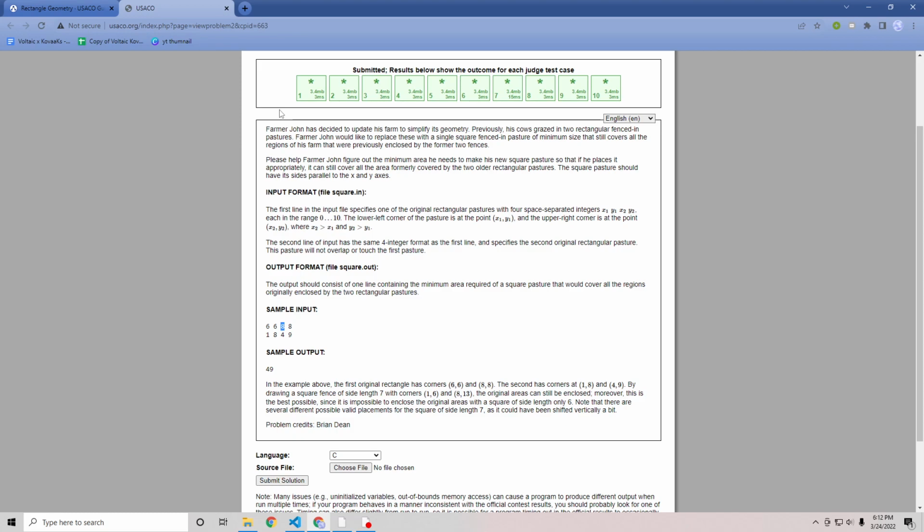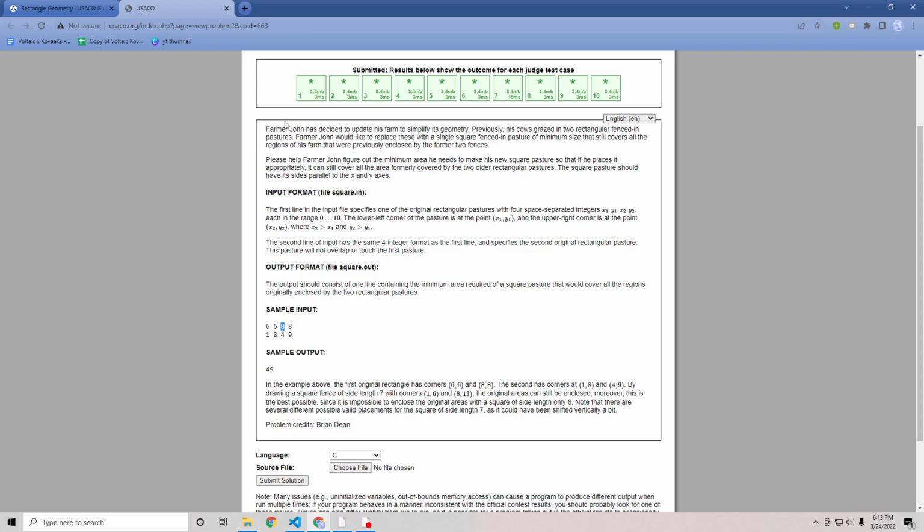The square pasture should have its sides parallel to the x and y axis. The first line in the input has four integers x1, y1, x2, y2 in the range between 0 and 10. And x1, y1 is the lower left corner of the pasture, and x2, y2 is the upper right corner of the pasture. The second line is in the same four integer format, and it's the input for the second rectangular pasture. The pastures will not overlap or touch. And we have to output the minimum area required of a square pasture that would cover all regions.